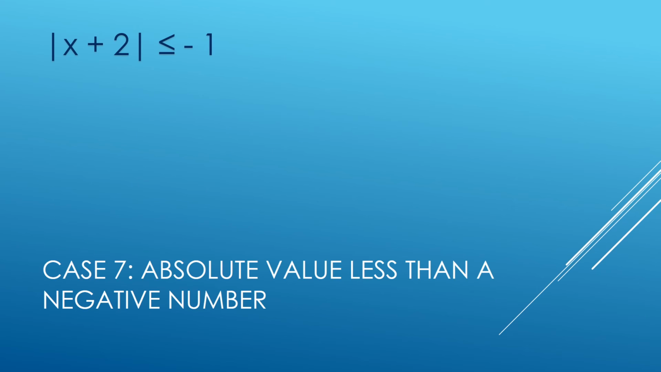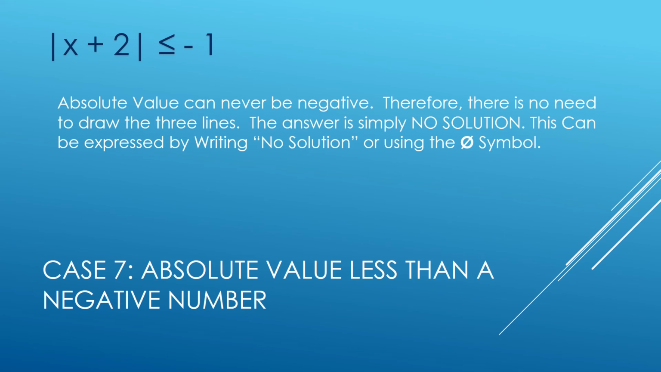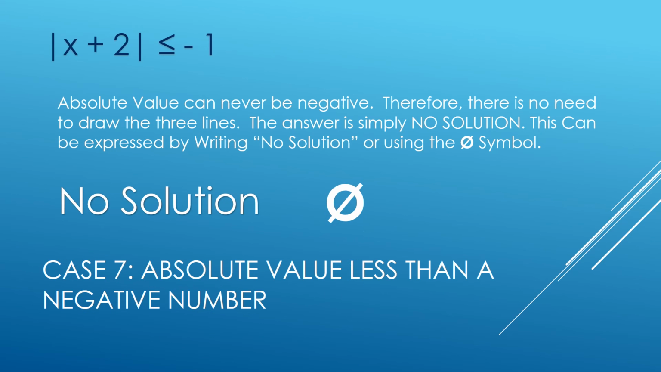Okay, well this is case 7, the absolute value less than a negative number. Now, the absolute value can never be negative, therefore, there's no need to draw the 3 lines. The answer is simply no solution. This can be expressed by writing no solution or using the null set symbol.